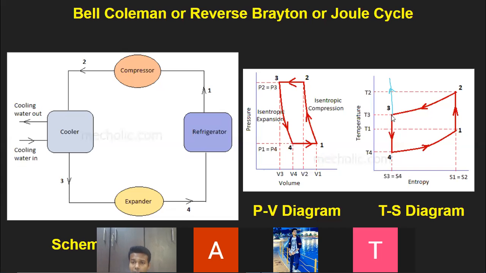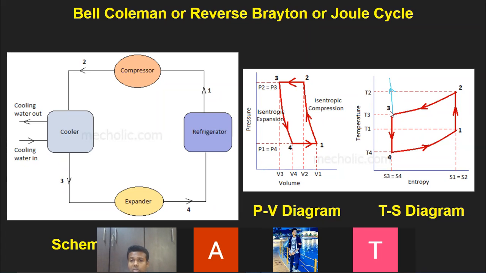Now see, when you go upward, what happens? The temperature will increase. But 3 to 4 is an expansion, so what we want is for the temperature to decrease. That is the reason why we are moving from 3 to 4. You can see 1 to 2 and 3 to 4 are straight vertical lines on a TS diagram because they are isentropic processes, right?